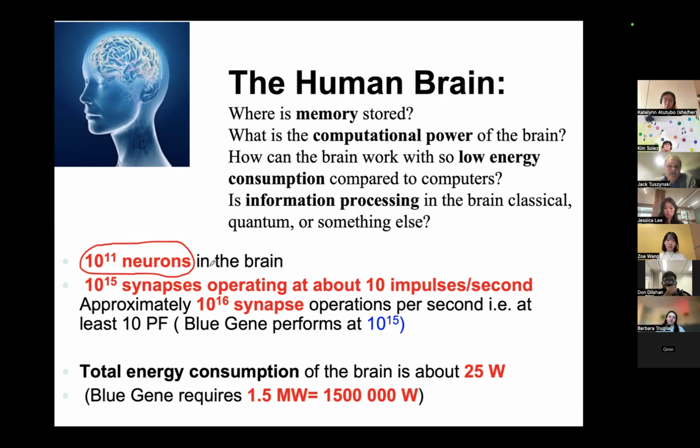And there are, of course, other cells in the brain, not just neurons. There are glial cells and astrocytes and so on, pyramidal cells. But that number is worth keeping in mind.